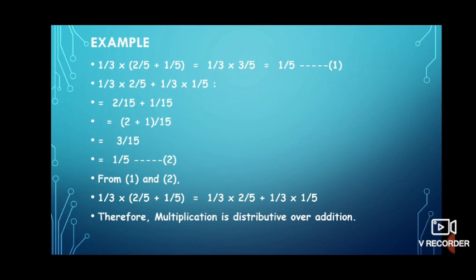So if we observe both sides, we get 1 by 5 on the left hand side and 1 by 5 on the right hand side also. So we are getting 1 by 3 into 2 by 5 plus 1 by 5 is equal to 1 by 3 into 2 by 5 plus 1 by 3 into 1 by 5. Therefore, this is called multiplication over the addition, which means the distributive property of multiplication over the addition is satisfied.